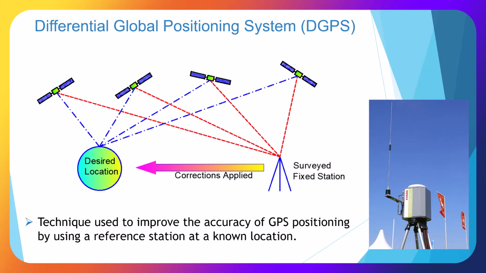Differential Global Positioning System, or DGPS, is a method of improving the accuracy of the GPS location. It's used in construction, surveying, navigation, and agriculture, where we have a fixed location that we've surveyed and we know, and we put in a device with a transmitter, receiver, and computer. It takes a signal from the GPS satellite, calculates the corrections, and sends them to our GPS location, and it improves the accuracy.